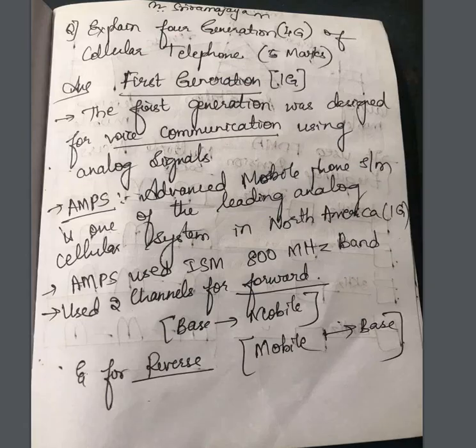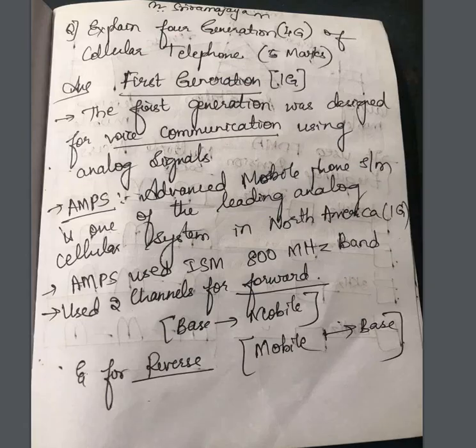And in that, the main thing which was prominent was AMPS. AMPS is nothing but Advanced Mobile Phone System. Advanced Mobile Phone System is the best and the leading analog cellular system in North America. They use this one. Okay, so these two points you definitely have to explain. And this AMPS, the Advanced Mobile Phone System, uses the ISM 800 megahertz band.